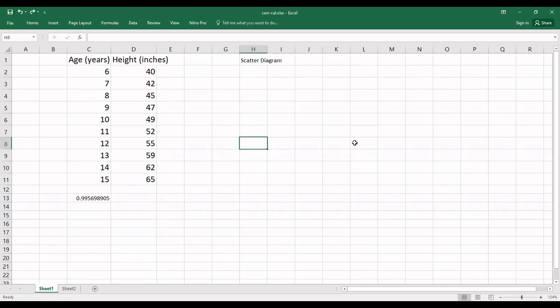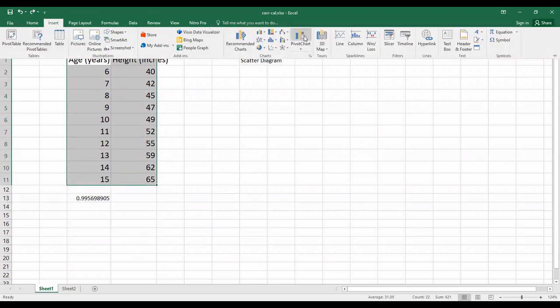To draw the scatter diagram in Excel, first of all, we have to write the data in Excel. That is our age and height. So select the data. Then go to insert. When you do the insert, you will find some drawing tools. There are a lot of graphs, bar diagram, pie chart, and others also.